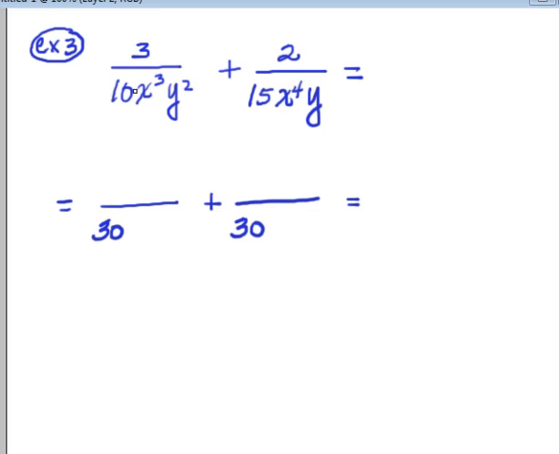Now we're looking at x cubed and x fourth, and we just take the higher power, that would be x fourth. And y squared and y, again, take the higher power, y squared. And there's our common denominator.